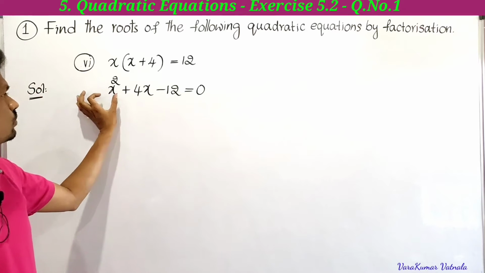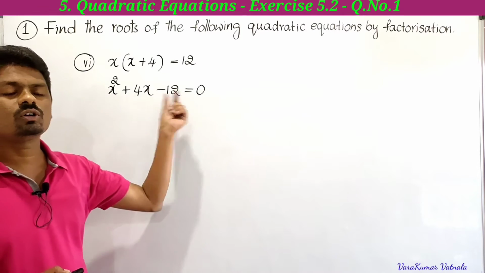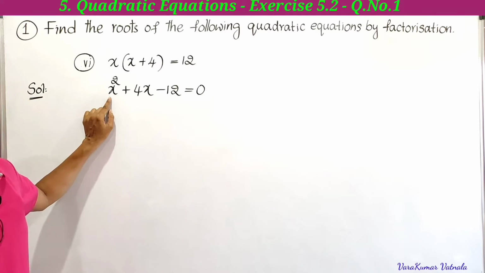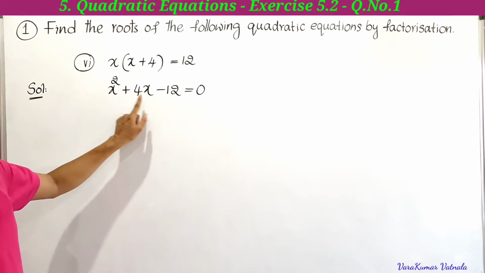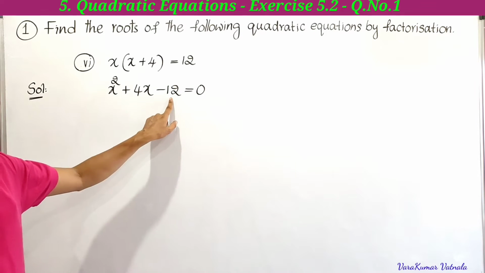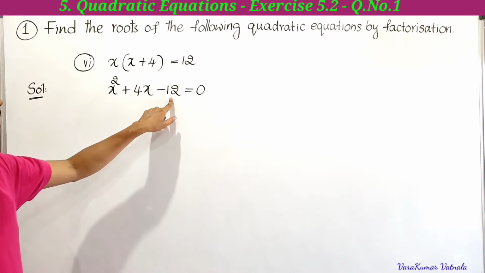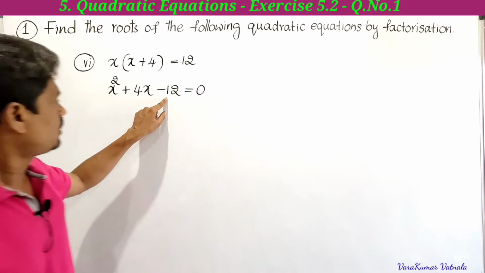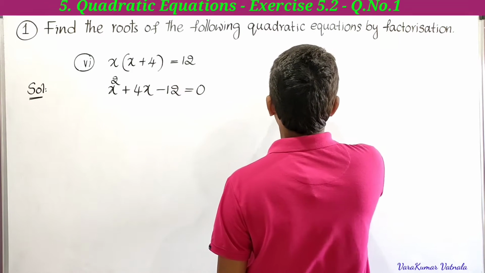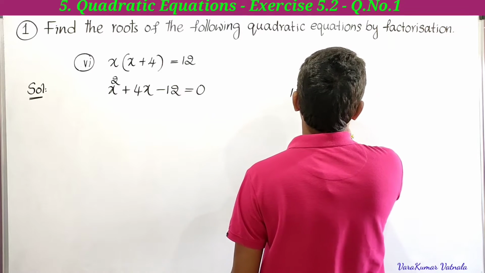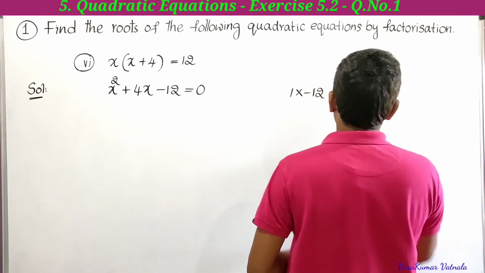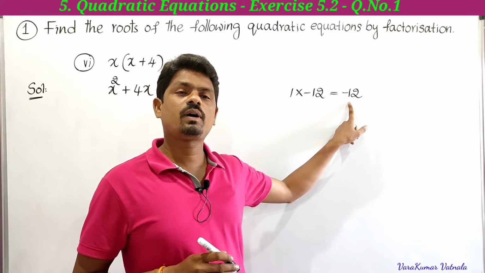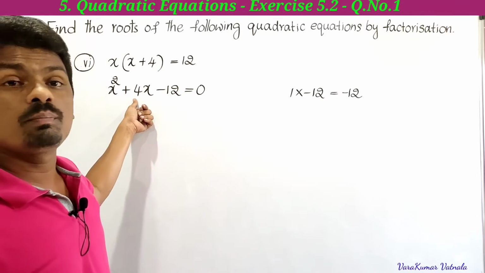So now x square plus 4x minus 12 equal to 0. So this is the given quadratic equation. So what is the coefficient of x square? It is 1. Coefficient of x is 4 and constant is minus 12. So now multiply the coefficient of x square by the constant. So that is 1 into minus 12, equal to minus 12. So now we have to select two factors for minus 12. Their product should be minus 12. Their sum should be plus 4.